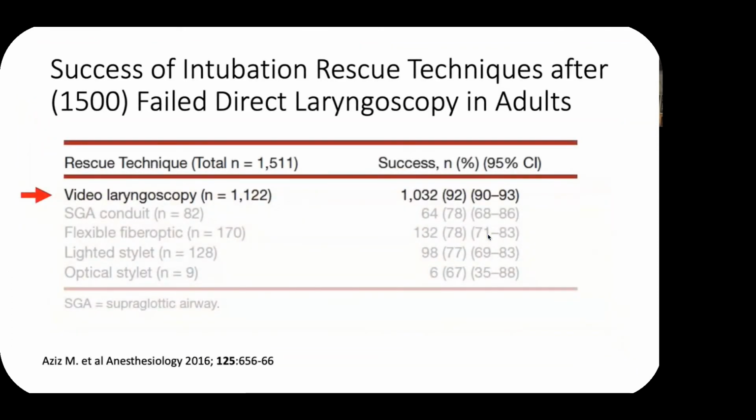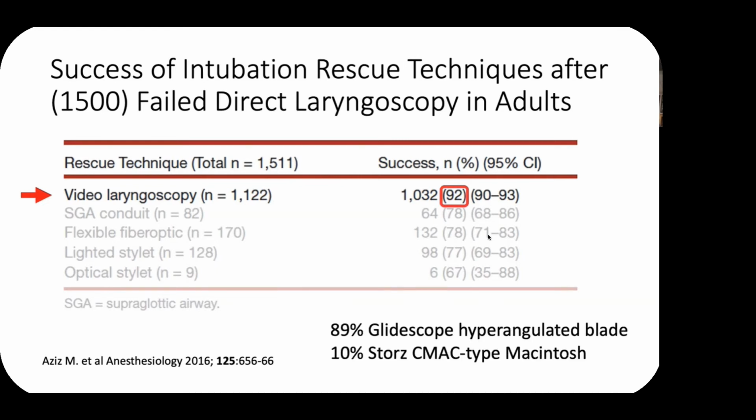This large retrospective study of 350,000 American electronic anesthetic records between 2004 and 2014 reported a very high 92% success rate when videolaryngoscopy was used as a rescue technique after failed direct laryngoscopy. A GlideScope with a hyperangulated blade was used in the vast majority of these VL cases. It is notable that there was a 1% pharyngeal injury rate when VL was used as a rescue technique, and this is something we'll come to a bit later.